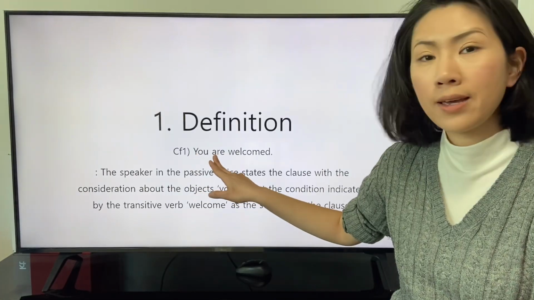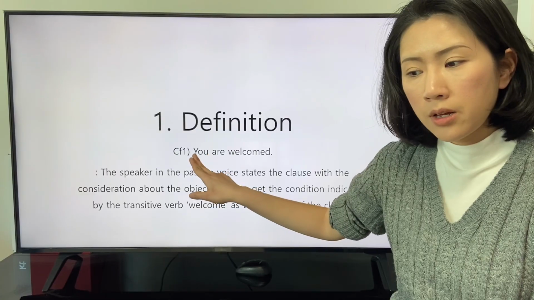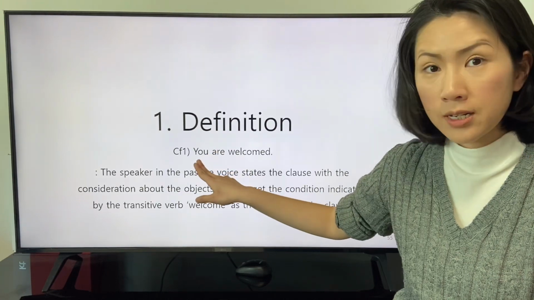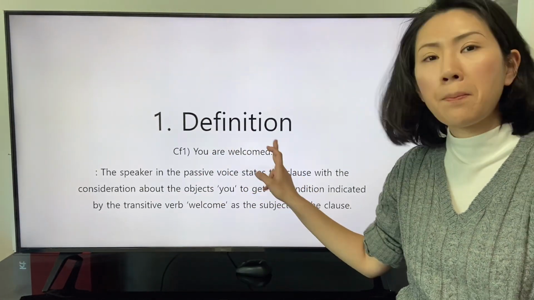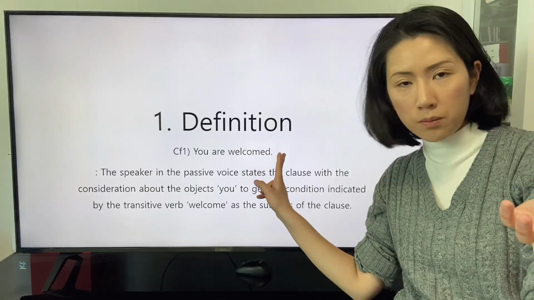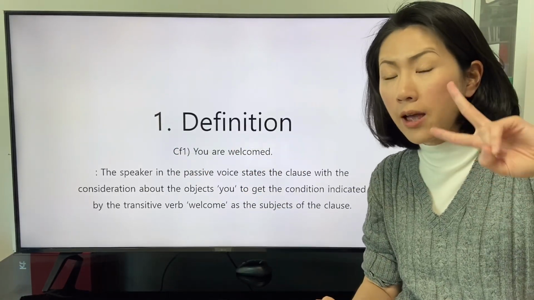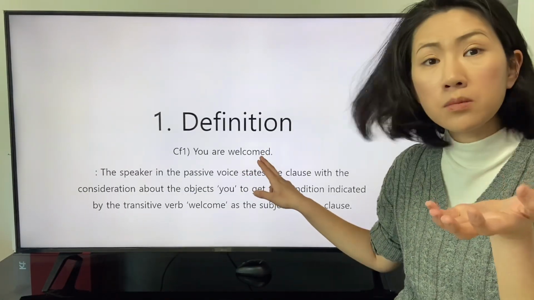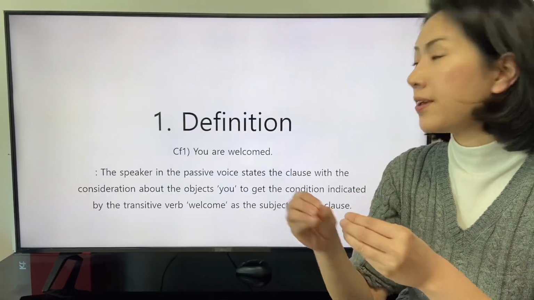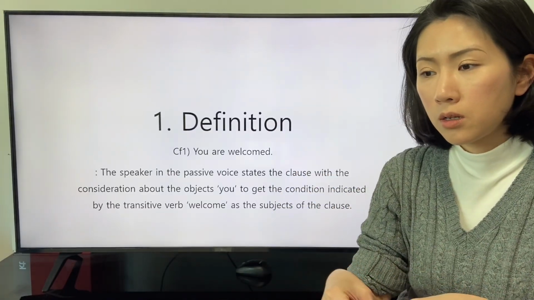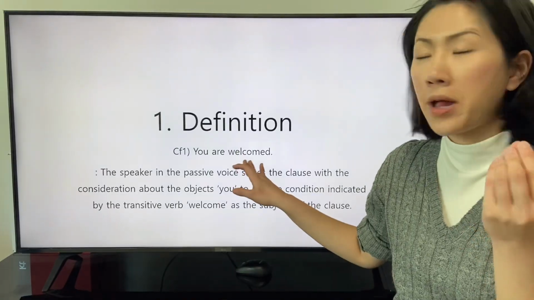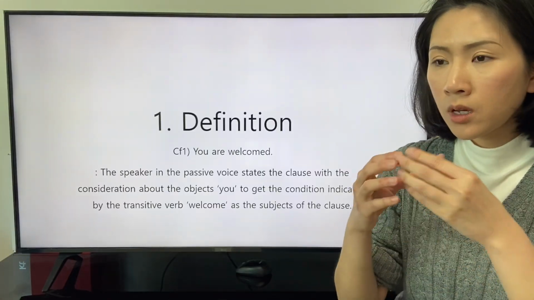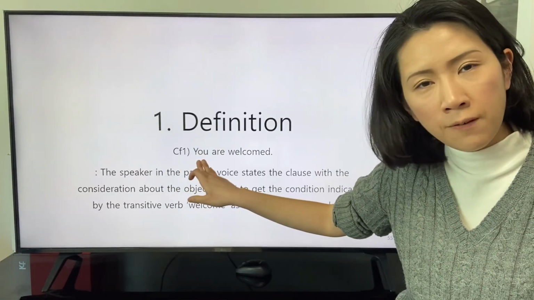The listeners exist, and the existence of the listeners as the subject is described by the subjective complement welcomed. So this clause is stated in the second type of clause. The past participle welcomed originates from the transitive verb welcome. The past participle welcomed, as an adjective, describes the condition of the listeners.